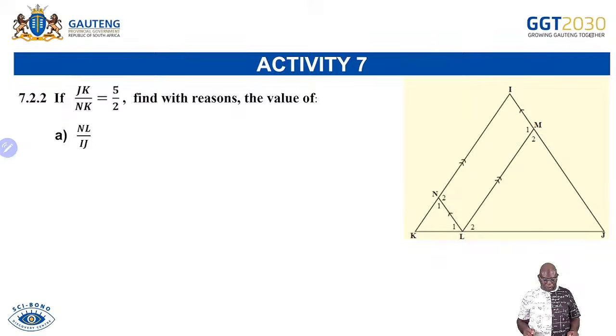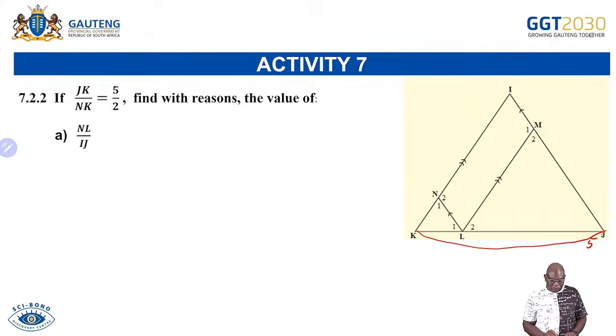The next one here, it says if JK, where's J? JK, that whole length here, it's 5. I'm going to write it on the side. And then NK, it's not the length, please, it's not the length. So I'm going to write this 5K. Right.